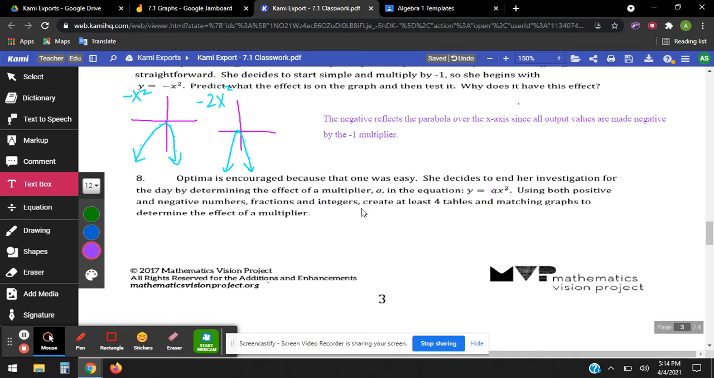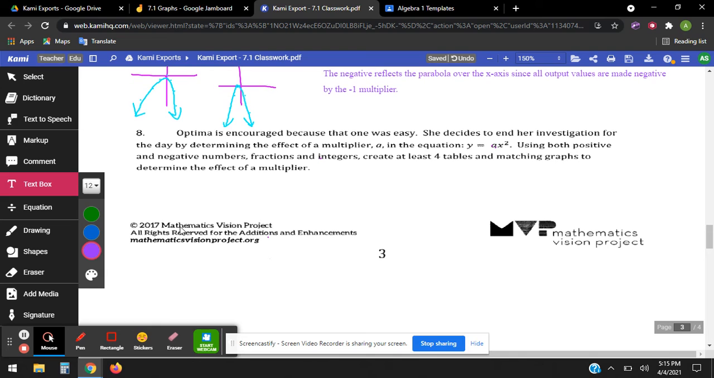Okay, so she's encouraged because that one was easy. So she decides to end her investigation for the day by determining the effect of what A does on there, that multiplier. So using both positive and negative numbers, fractions and integers, do at least 4 tables and matching graphs to determine the effect. Again, I'm going to keep it a little bit simpler since I'm doing this on the computer and not in class.